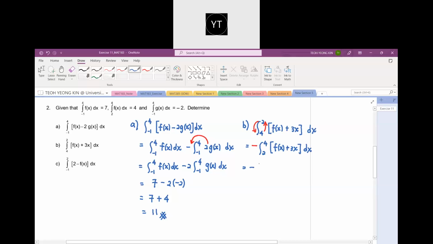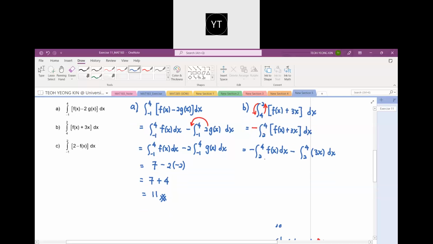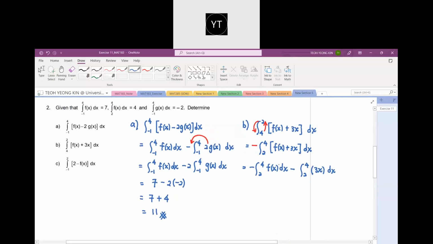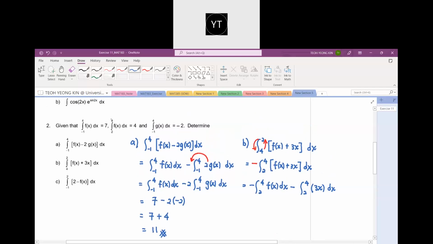So negative integration from 2 to 4 of f(x) dx. And then when you separate, here is minus integration from 2 to 4 of 3x with respect to x. For the first part, we can straightforwardly get the value, since the integration from 2 to 4 of f(x) is 4. So here it means -4. This whole integral is 4.